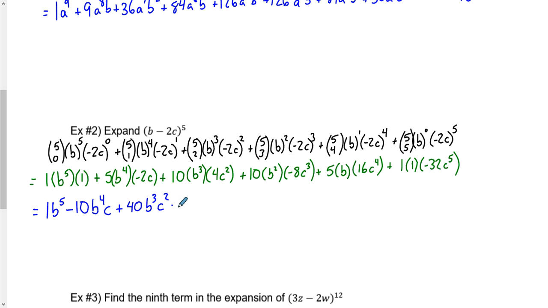10 times negative 8 is negative 80, b squared, c cubed. 5 times 16 is a positive 80, b, c to the power 4, subtract 1 times 1 times negative 32, which is negative 32, c to the power 5. A lot of our patterns still stick, like the sum of our exponents, 5, 5, 5, 5, 5, 5. Our coefficients have drastically changed though.